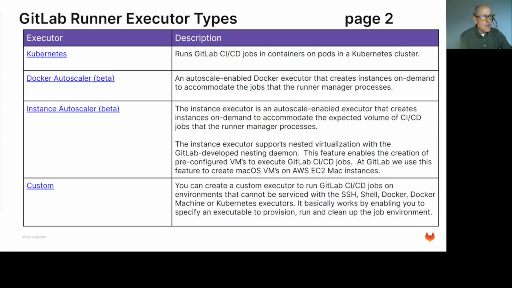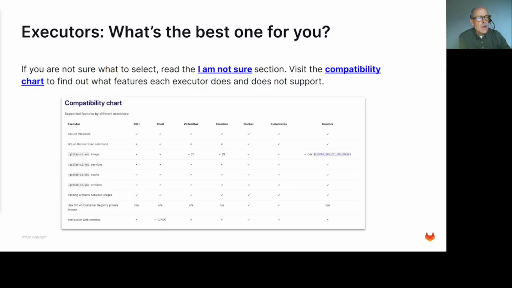Last but not least, you have the ability to create a custom executor type. If there is an environment that you would like a runner to execute in, and it's not currently supported by the other existing executors, you have the ability to create your own custom executor. If you're not sure which executor to select, there is an I'm not sure section in the documentation, and you can look to see which executor would be the best fit for your scenario.